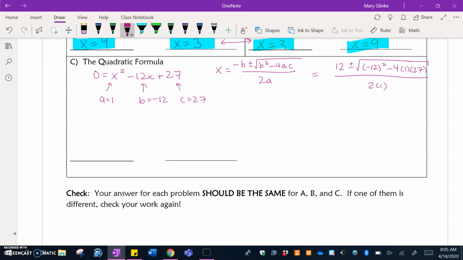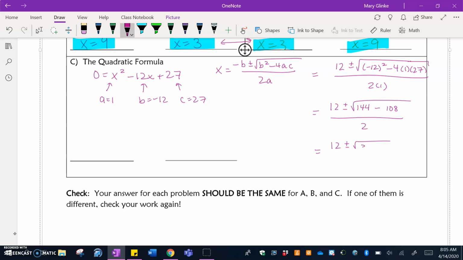all over 2a. And so we're going to go ahead and simplify this. This negative 12 squared becomes positive, or 144. And then 4 times 27 is 108. And then we are going to simplify that further. 144 minus 108 is 36. And I'm out of space, so please pardon me. I'm going to go over here.